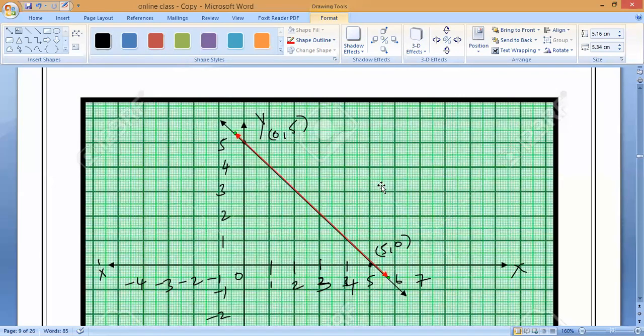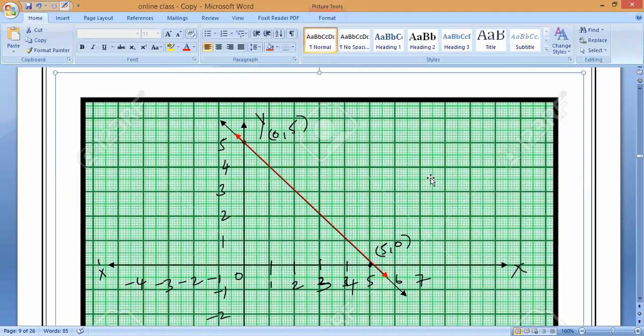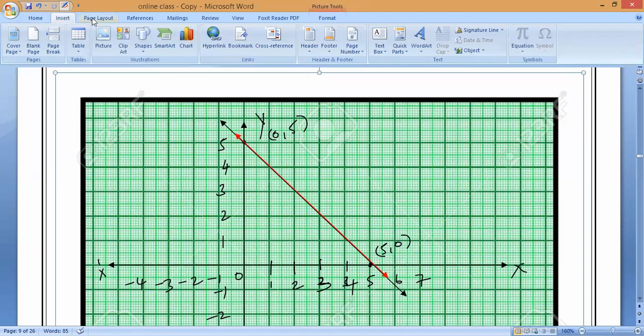Is it okay? Both the lines are matching. Can you able to see? Yes, sir. Okay, clear. So that's all. This is just for your understanding. So I'm showing. To find the solution, you have to say the solutions now.